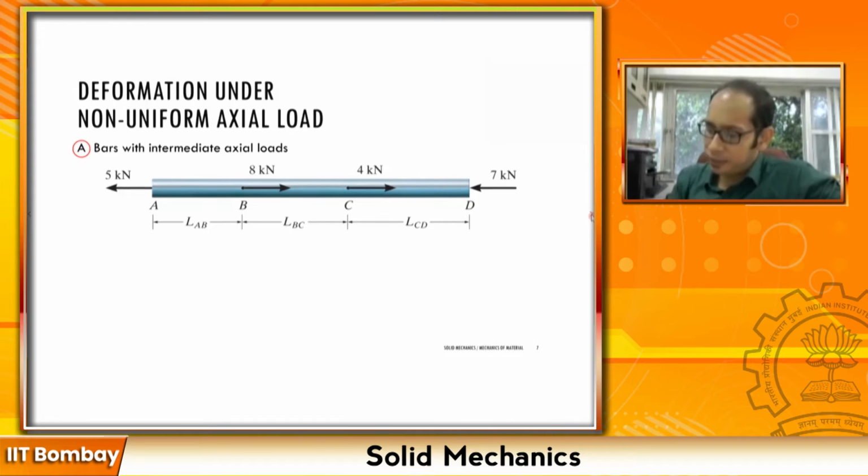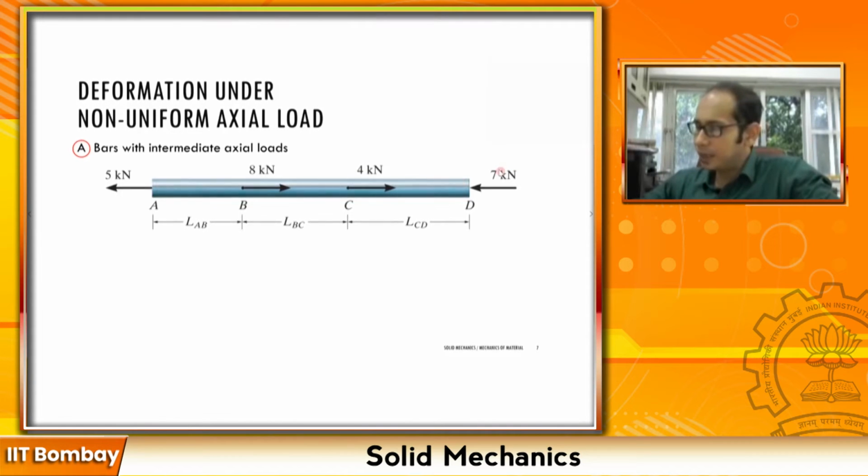So if I have this non-uniform axial load, now suppose, as you can tell, that I have 3 distinct sections over here. I have a 5 kilonewton over here. At the point B, I'm applying this 8 kilonewton. At the point C, 4 kilonewton, and at the very right, I have 7 kilonewton. So first, even before trying to solve it, let's check whether this particular structure is in equilibrium or not. Is it?